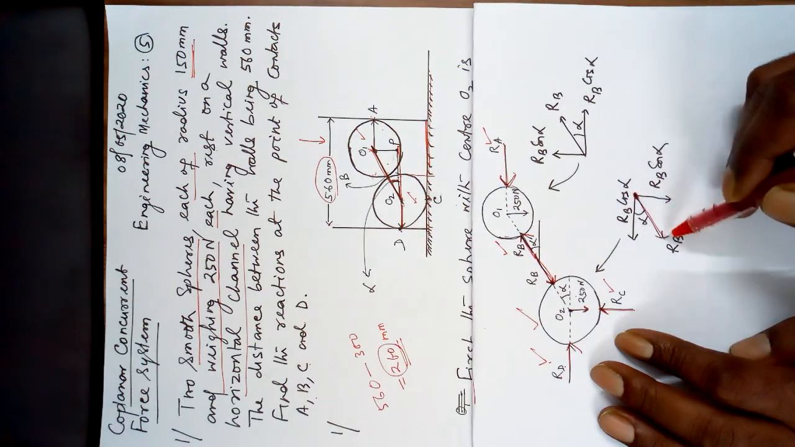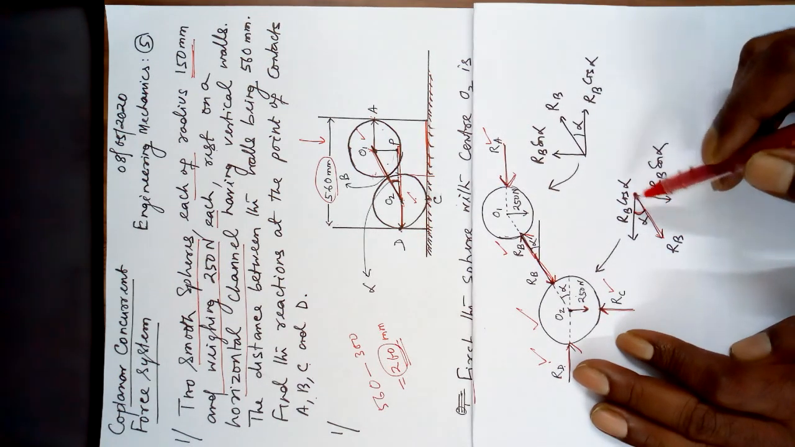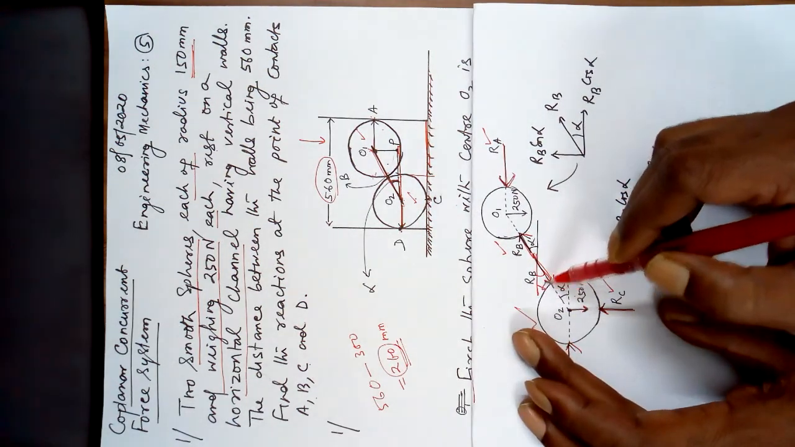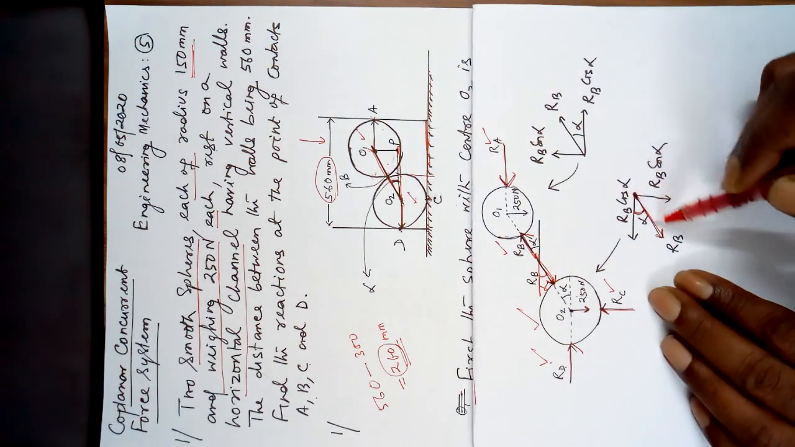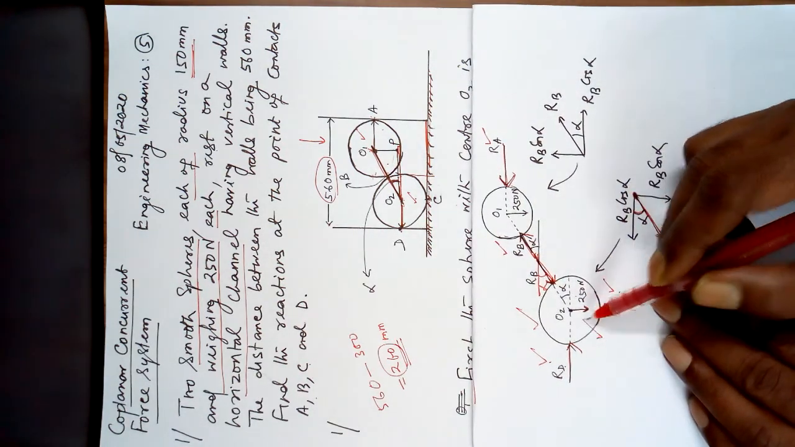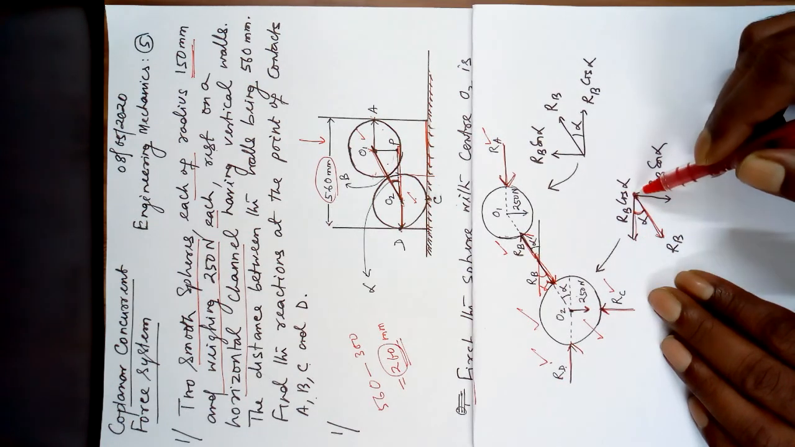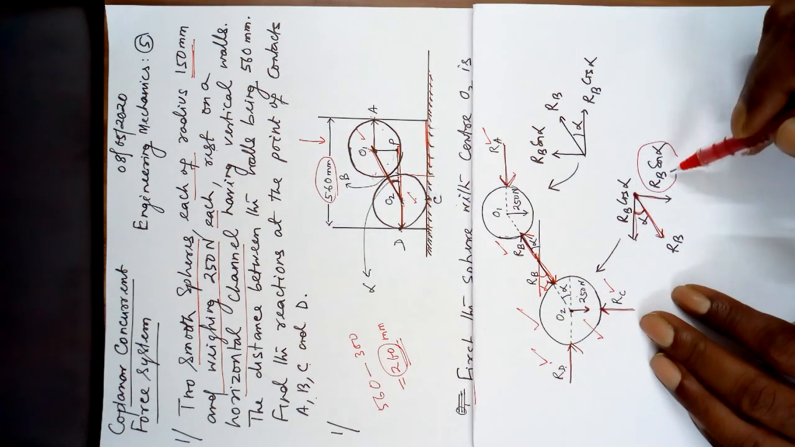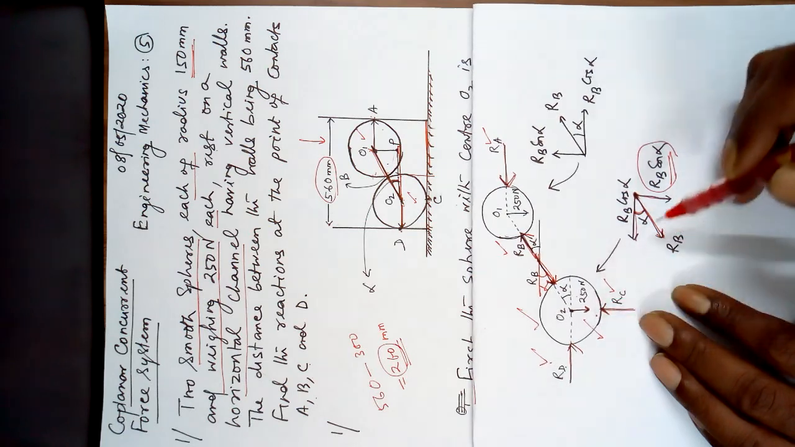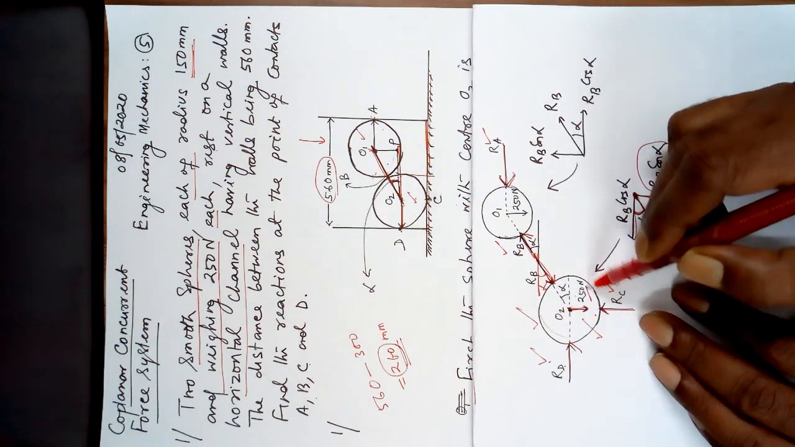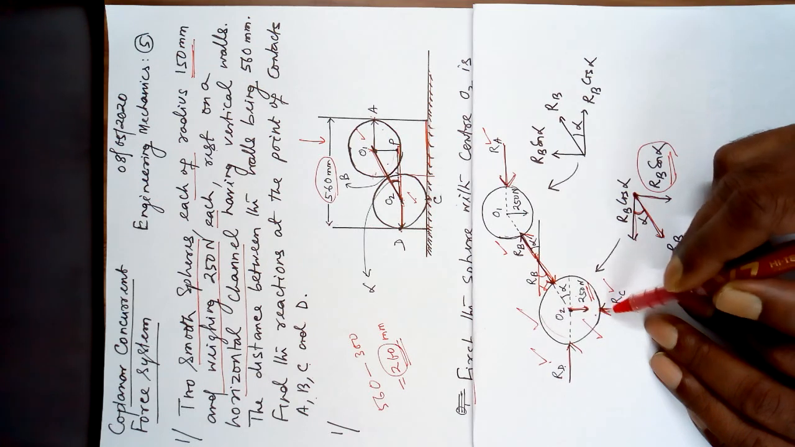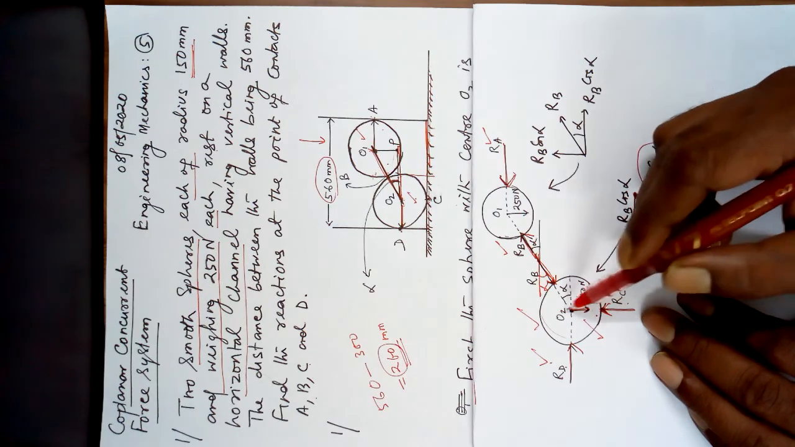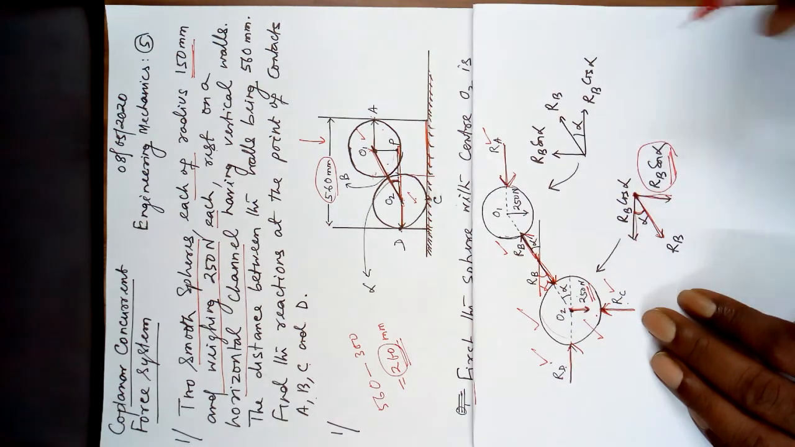RB is to this side, so this will be alpha, because if you draw a horizontal line, this will be alpha, vertically opposite. So if this is your RB for this sphere, then this will be RB cos alpha, and this will be RB sin alpha. Now for this sphere, RB sin alpha is downward, and 250 Newton is downward, and that is balanced by RC. So RC is not equal to 250, rather it will be equal to 250 plus RB sin alpha, which we'll discuss later on.